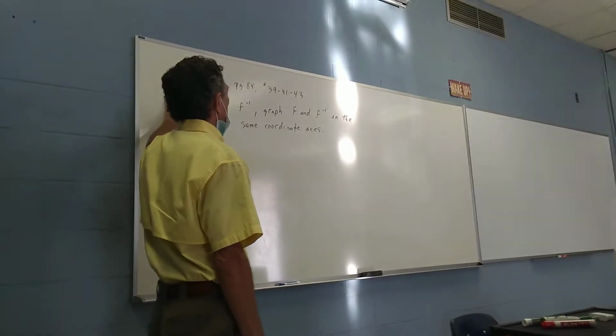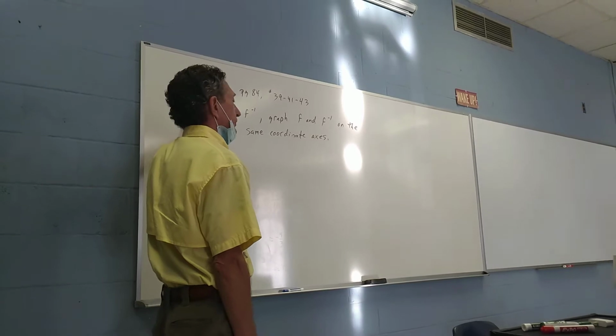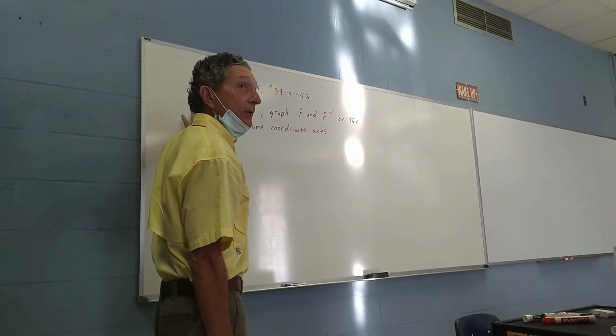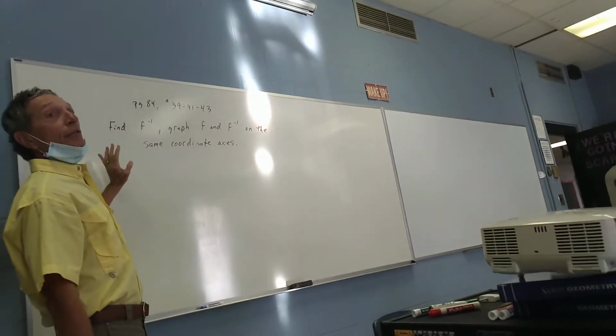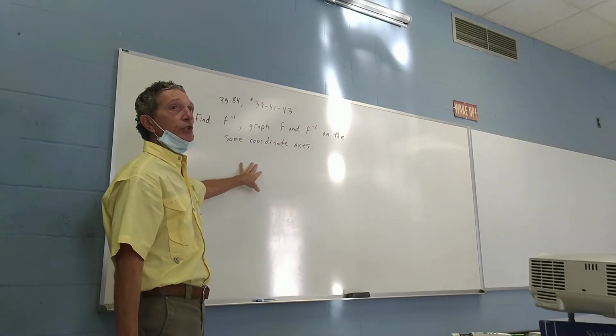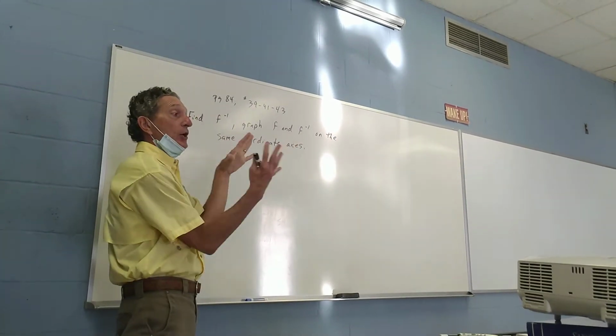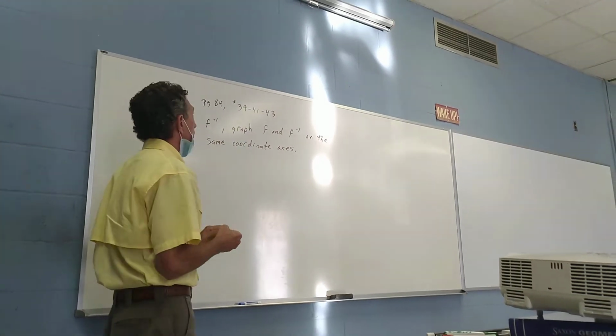39, 41, 43. We will find the inverse first for the given function, and then we're going to graph it and the original function. That's the function and the inverse on the same coordinate axes, and we should see a relationship between those two graphs. They should mirror each other.